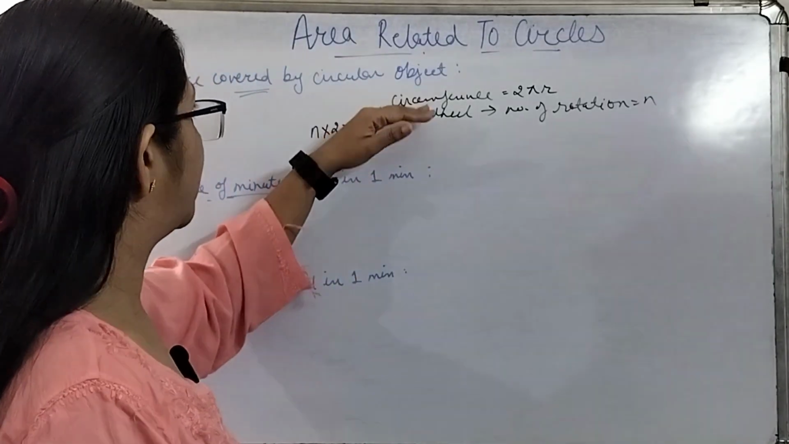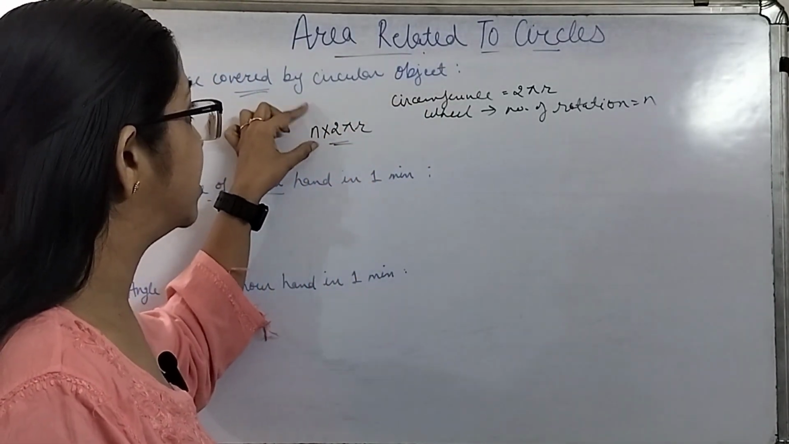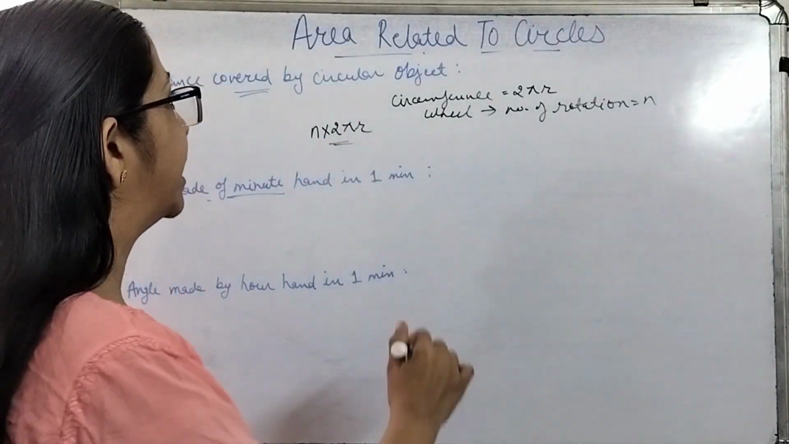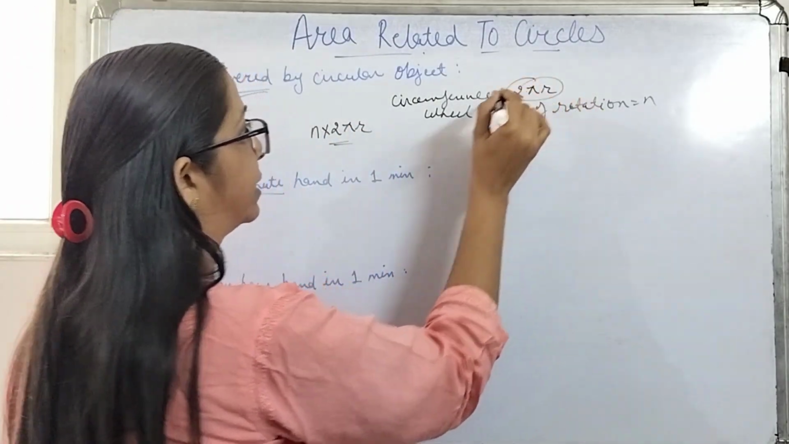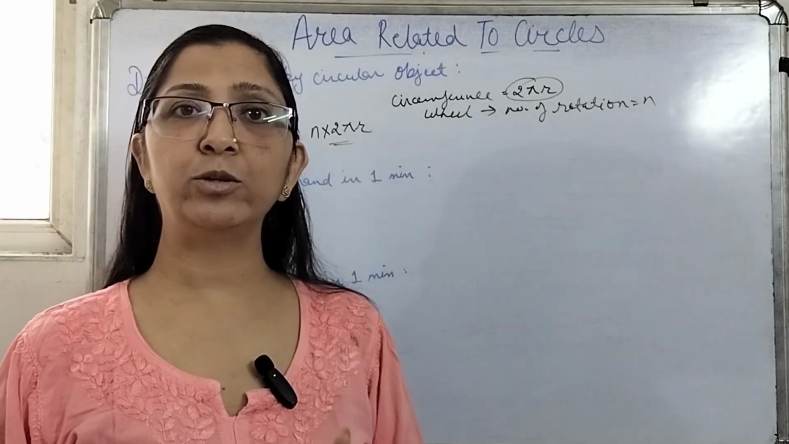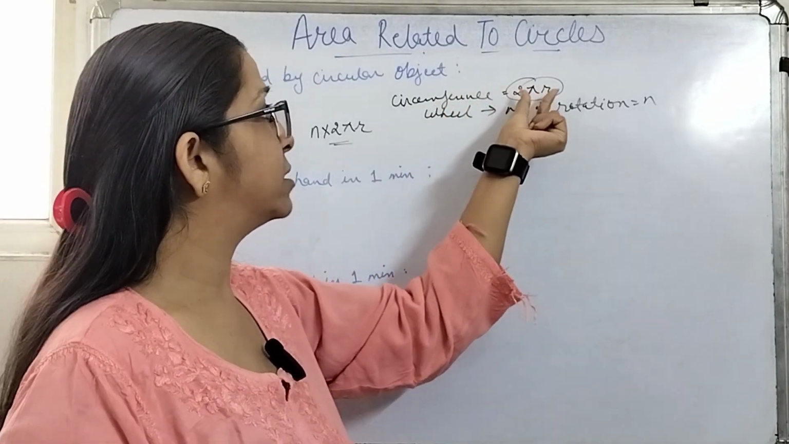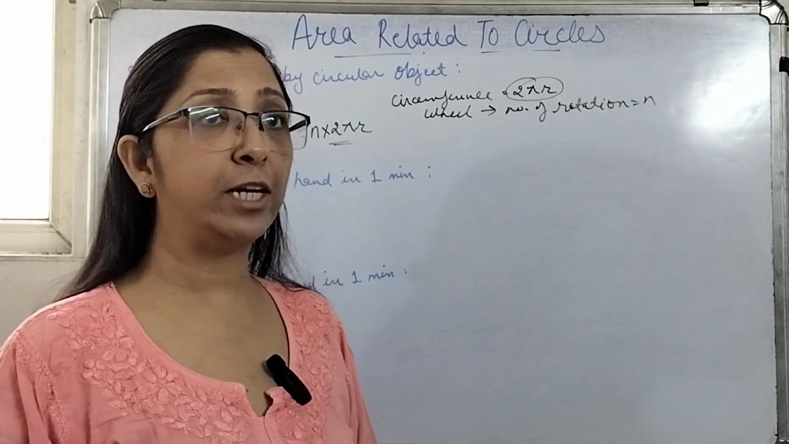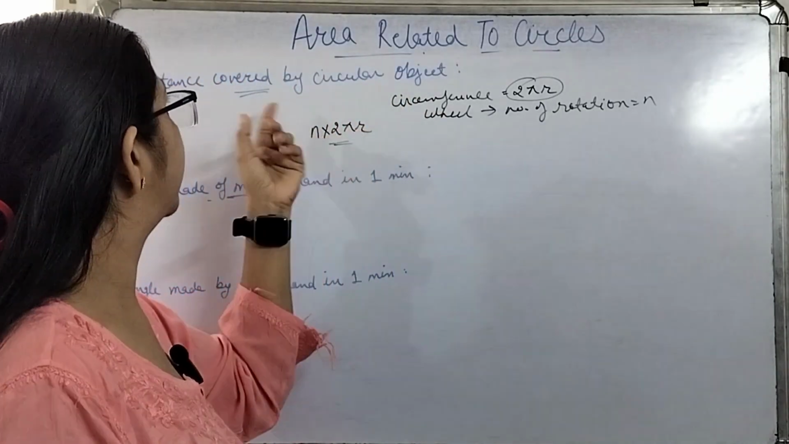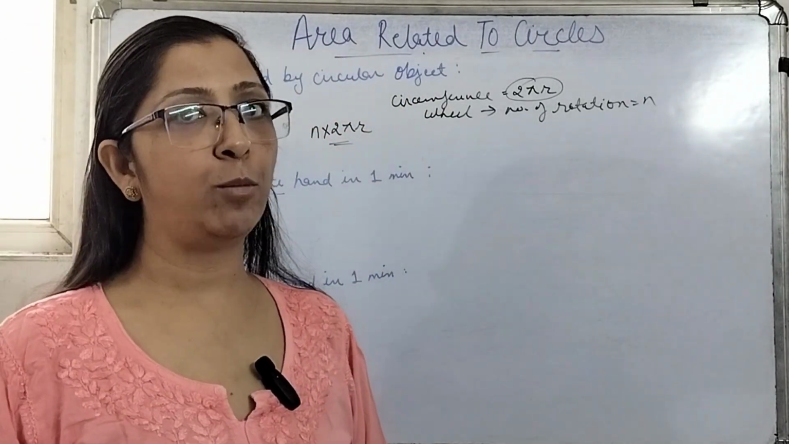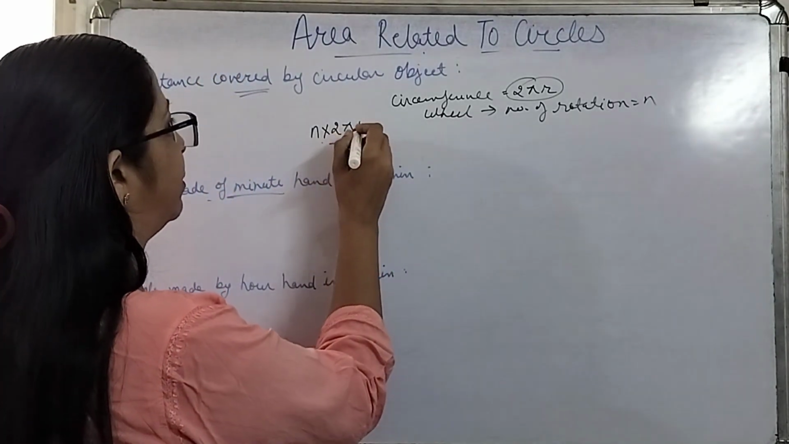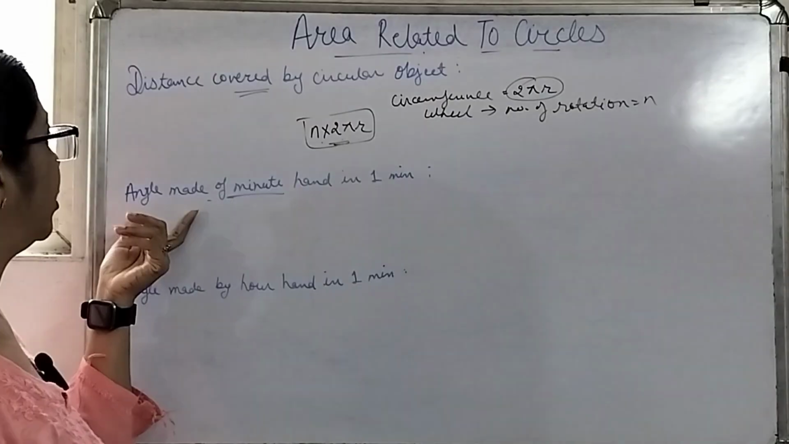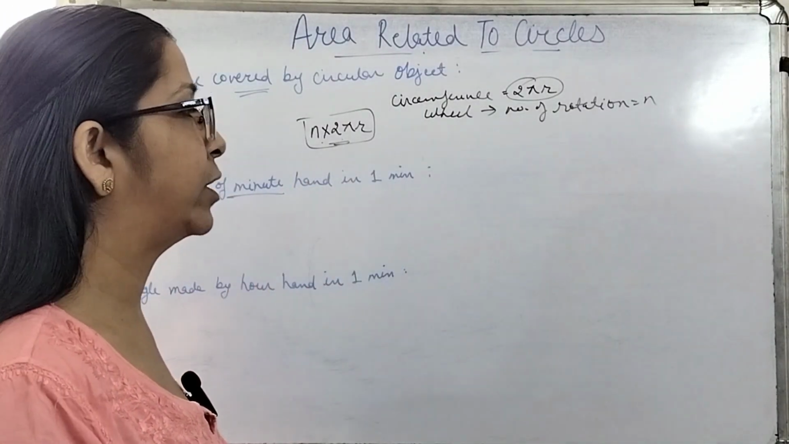If the object has rotated n number of times, the radius of the object is r, and pi is again the constant. That means by 2 pi r we will get the distance covered in one rotation, and once we have the distance covered in one rotation and how many rotations the object has made, we can find the total distance covered by the object, and that will be n multiplied by 2 pi r.